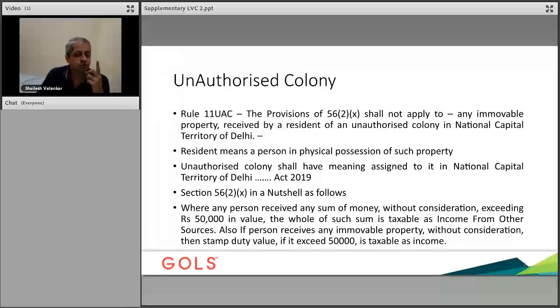Okay, now the same question. Mr. A is gifting his property to Mr. X. Stamp duty value is 50 lakhs. But Mr. A does not stay in an unauthorized colony. He stays in a proper area of New Delhi and he is gifting his property to Mr. X. In this case, that 50 lakhs, which is the stamp duty value, will be taken as income from other sources for Mr. X. Am I right?